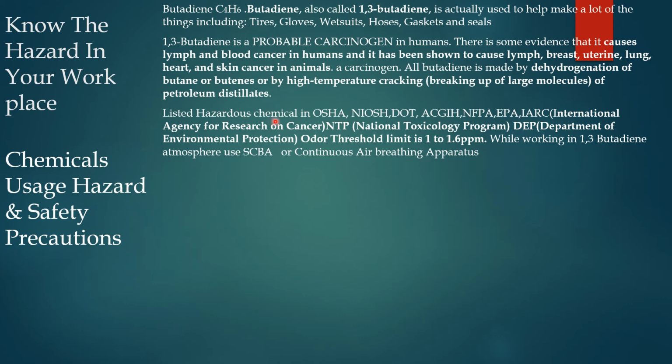It is also listed as a hazardous chemical in OSHA, NIOSH, DOT, ACGIH, NFPA, EPA, IARC (International Agency for Research on Cancer), NTP (National Toxicology Program), and DEP (Department of Environmental Protection). The threshold limit value, that is TLV, is 1 to 1.6 ppm only. While working in a 1,3-butadiene atmosphere, you have to use SCBA and continuous air breathing apparatus.